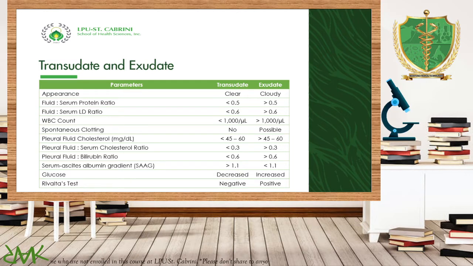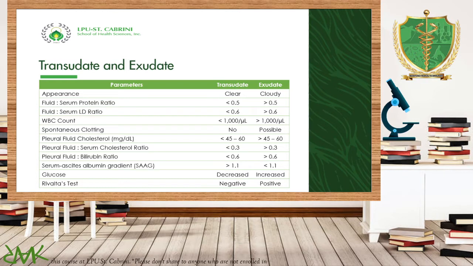There is a simple way to remember whether it is a transudate or exudate. If the results are all less than 0.5, 0.6, less than 1000, less than 45 to 60, less than 0.3, less than 0.6, but greater than 1.1, that means it is a transudate, and the rest is greater than.